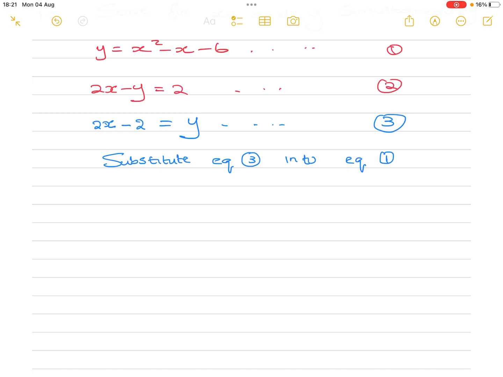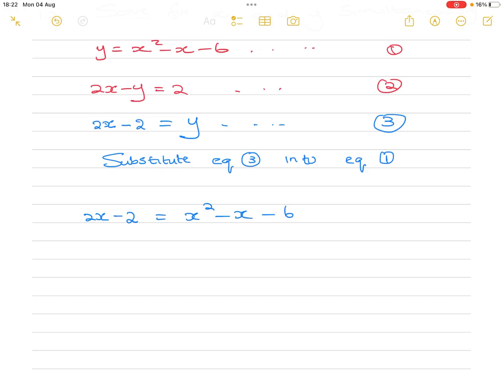So you see here, if y is represented by 2x minus 2, that means wherever I see y, I will plug what? It's 2x minus 2 equal to x squared minus x minus 6. So now if you take a closer look, the only unknown variable that is appearing here is x. Y is no longer popping up. So by solving for x, that will then assist me in order to solve for y. So this is what I have.